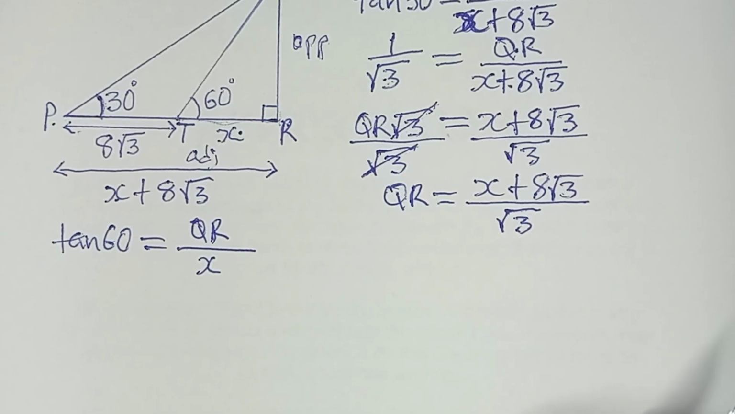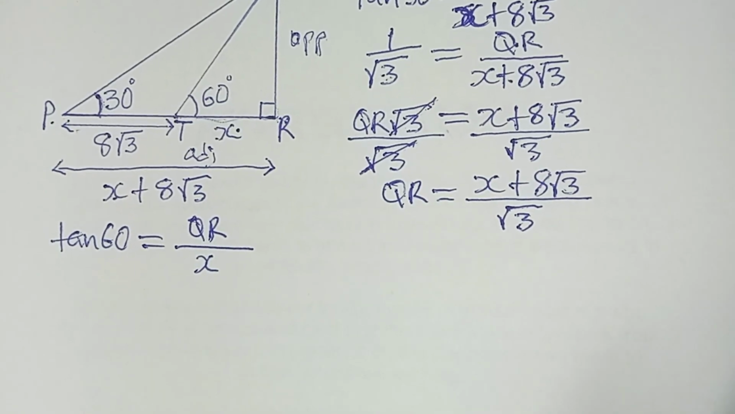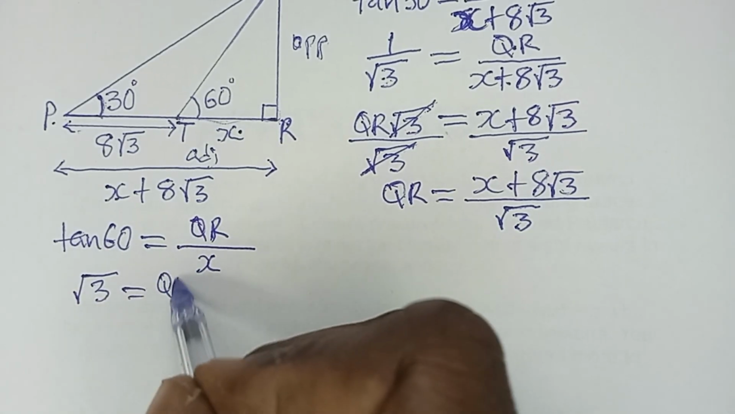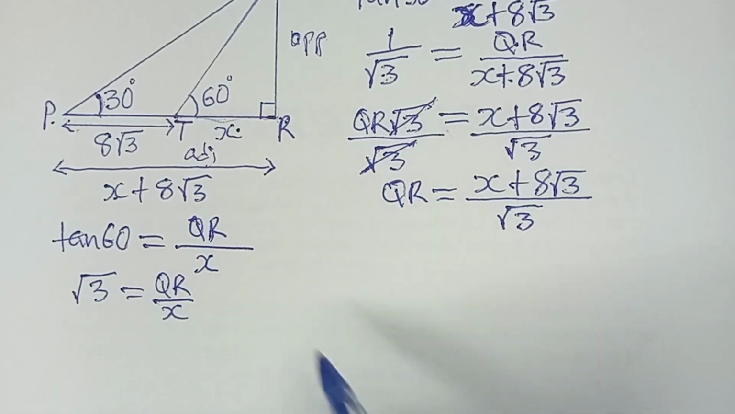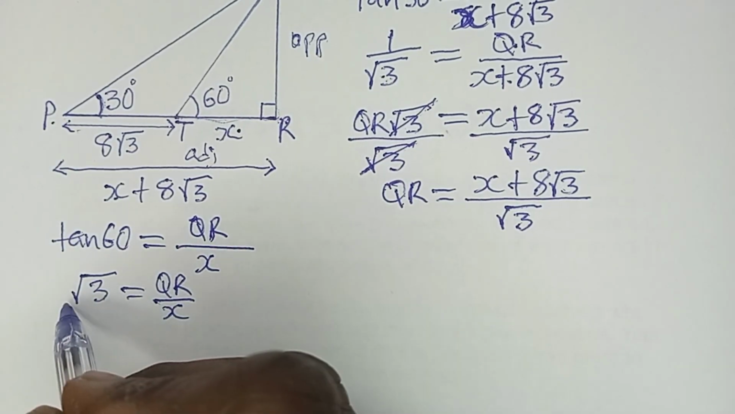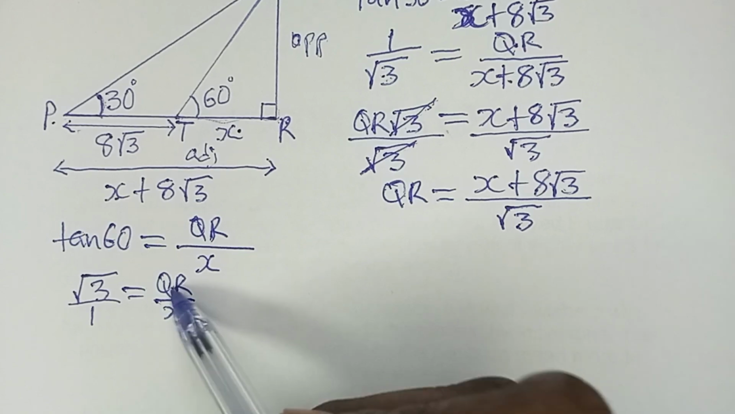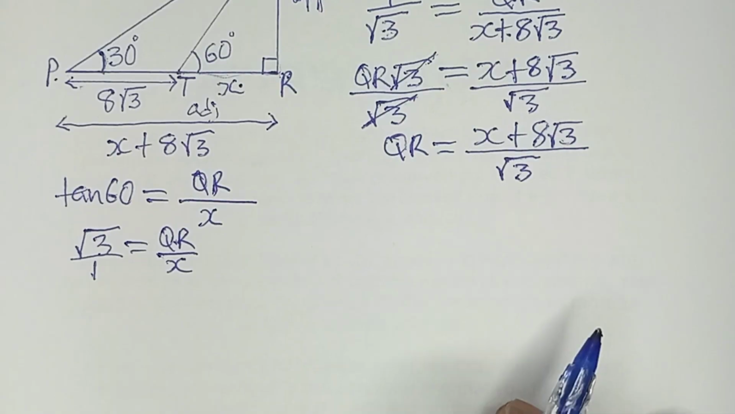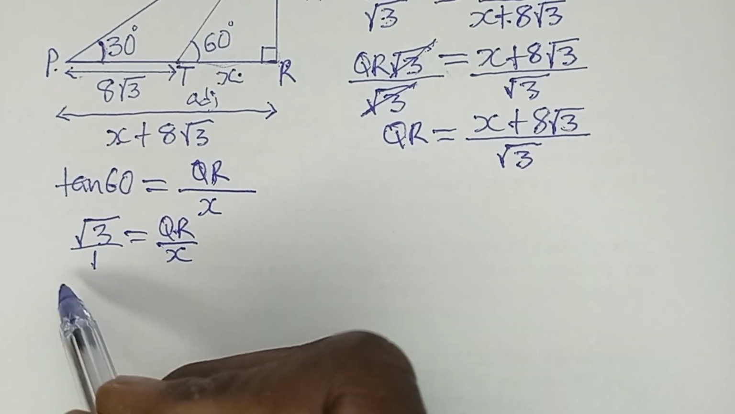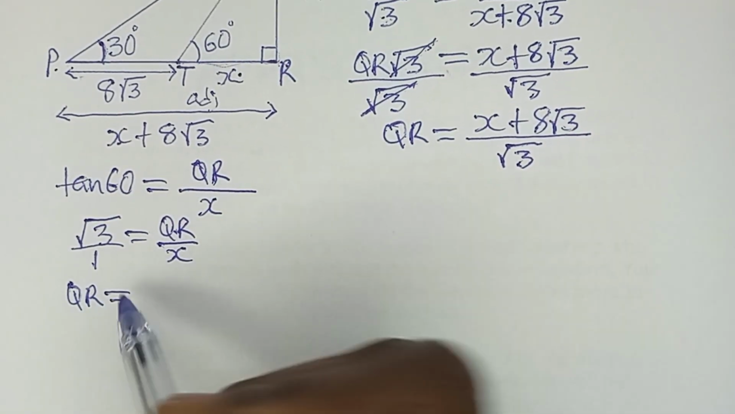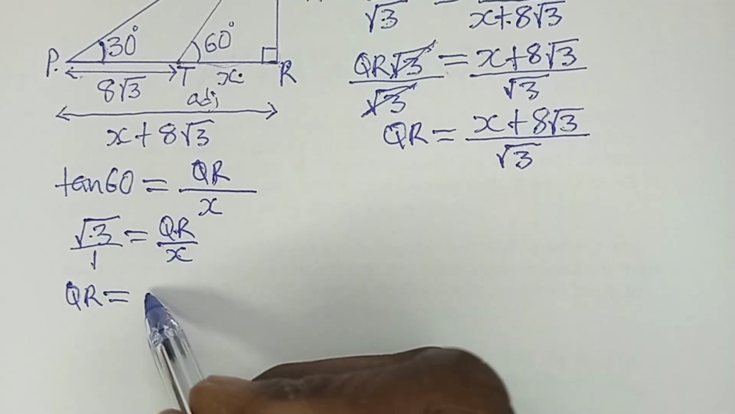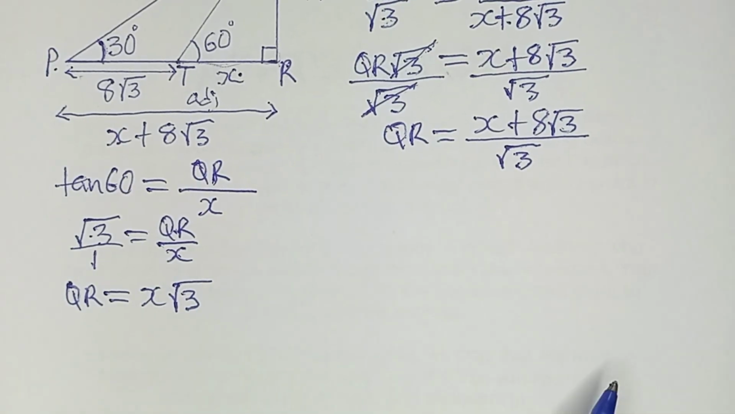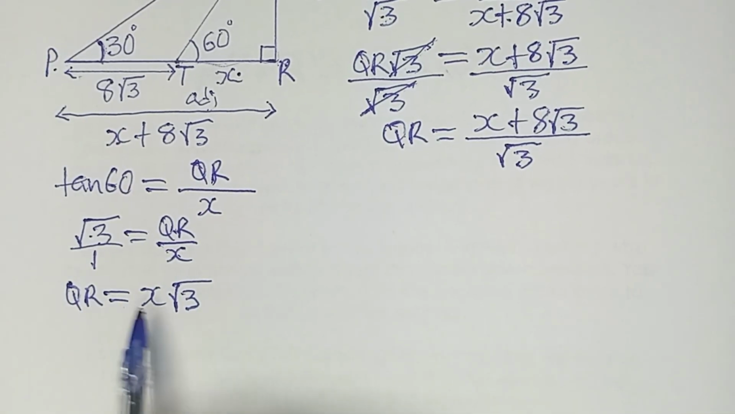So now, in short form, tan 60 is exactly root 3. So root 3 is equal to QR over X. By the time I cross multiply, don't forget this is like root 3 over 1. QR multiplied by 1 will simply give me QR. And that will be equal to X multiplied by root 3, which gives me X root 3. So now I have QR is equal to X root 3.